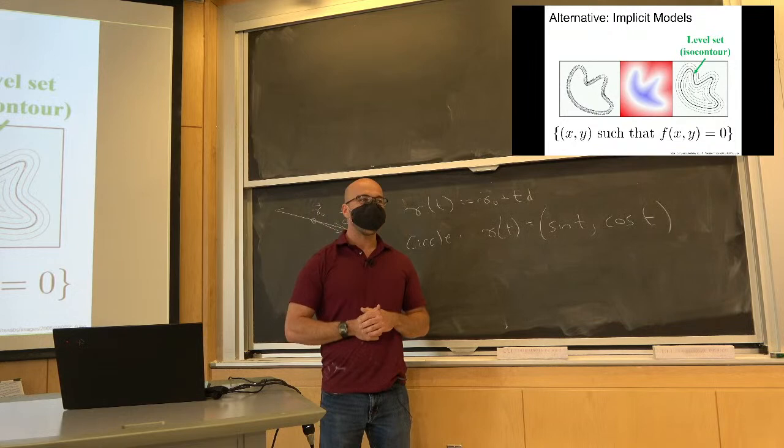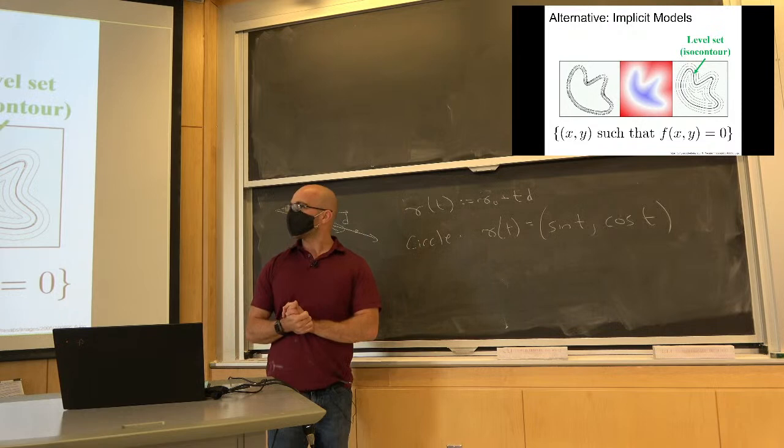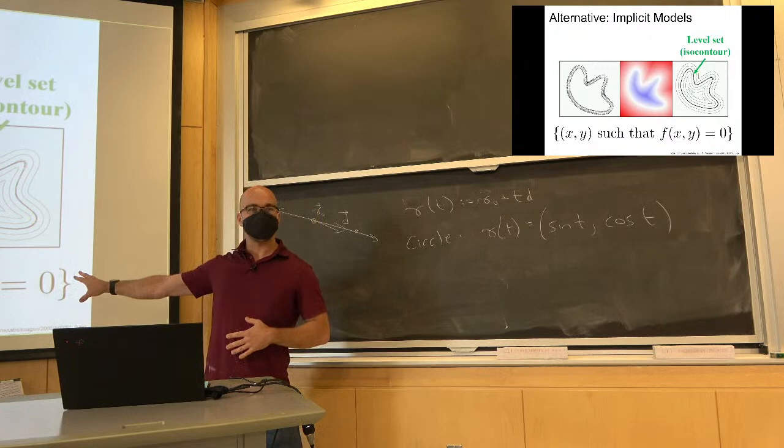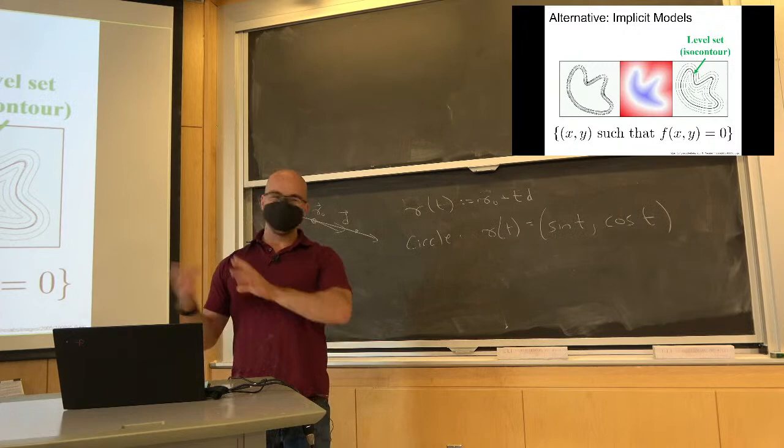So there are a lot of different representations out there. We're going to focus on parametric geometry today. Some of these other representations will come back later. For example, in fluid simulation, this kind of implicit modeling turns out to be quite useful. Oftentimes they represent the function f on a grid, and then the fluid is moving along the grid. But that's a bit of an advanced topic.